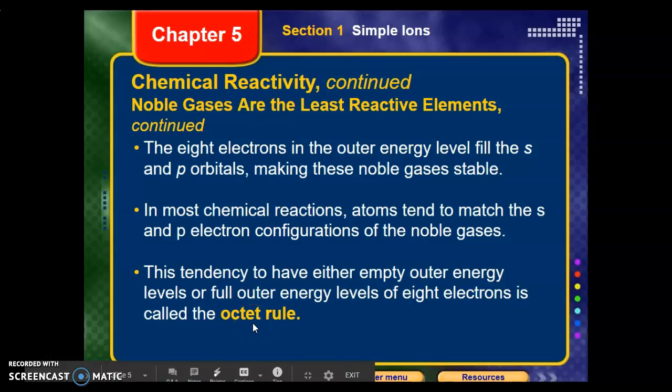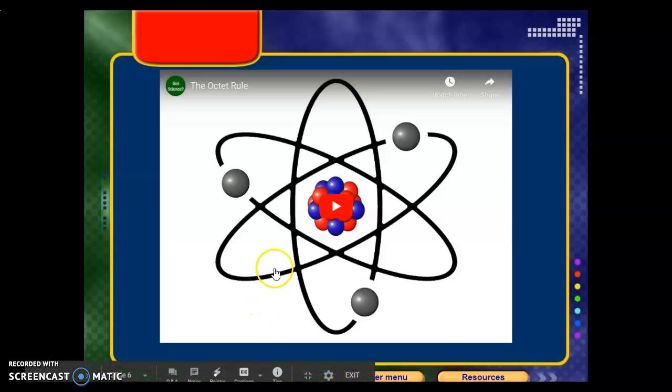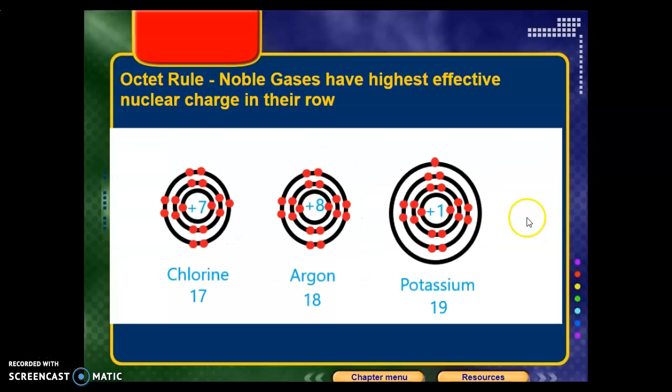Octet meaning 8 electrons, so if you have 8 electrons in your outermost energy level, you are considered to have the octet filled. Here is a video that I found for you that explains the octet rule in about 4 minutes, and you should watch it because it's nice.